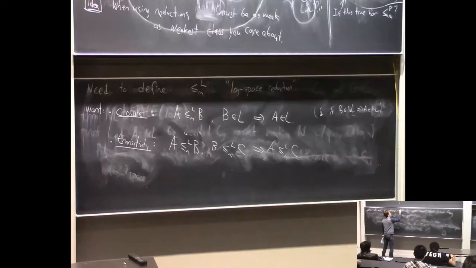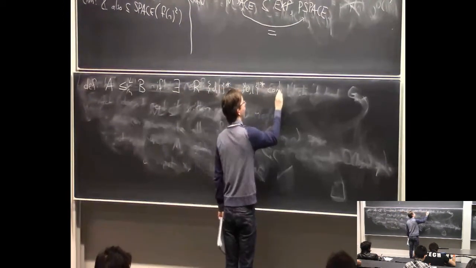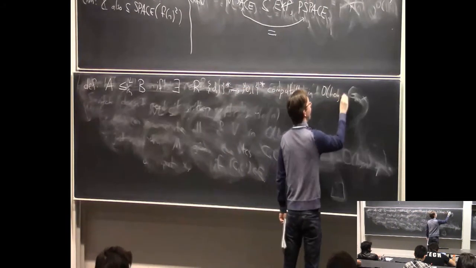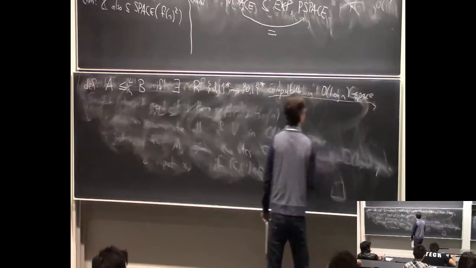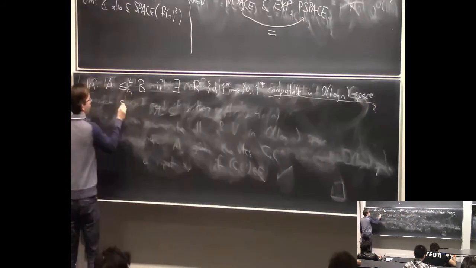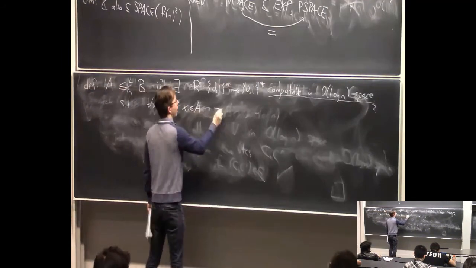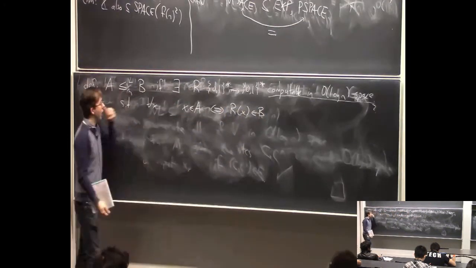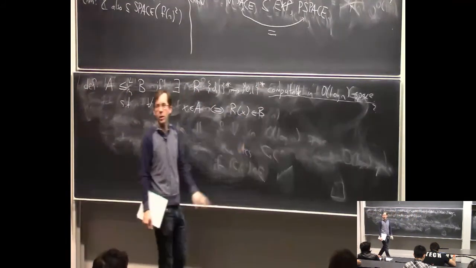If there exists a reduction function mapping strings to strings, computable in order log n space, and what exactly this means I have to talk about, but let me just finish the definition. It's the same definition, such that for all x, x is in A if and only if R of x is in B. So this is exactly the same definition as polynomial time reductions, except the reduction has to be computable in log space rather than polynomial time.